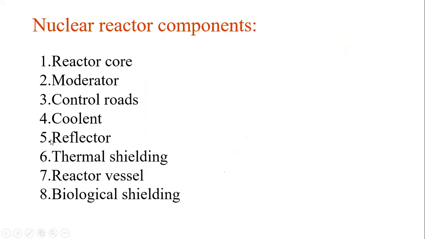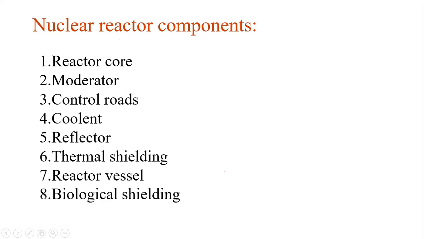These are the various components in the nuclear reactor. Coming to the first one, the reactor. The main function of the reactor is to control the emission and absorption of the neutrons. First, the reactor core.